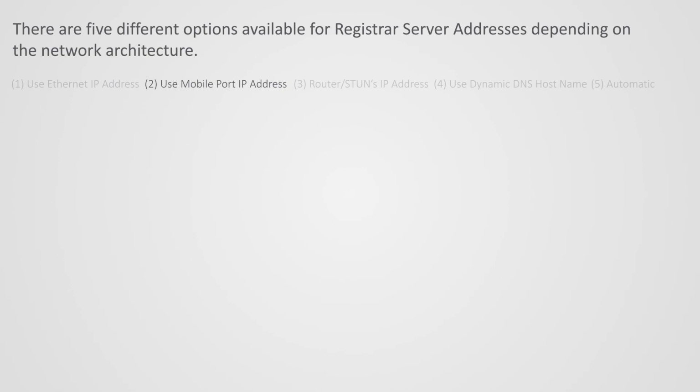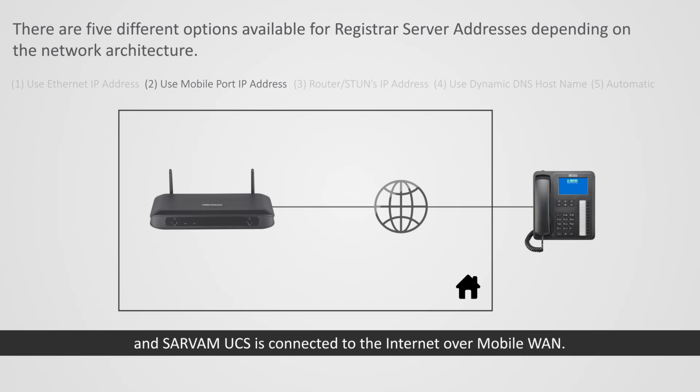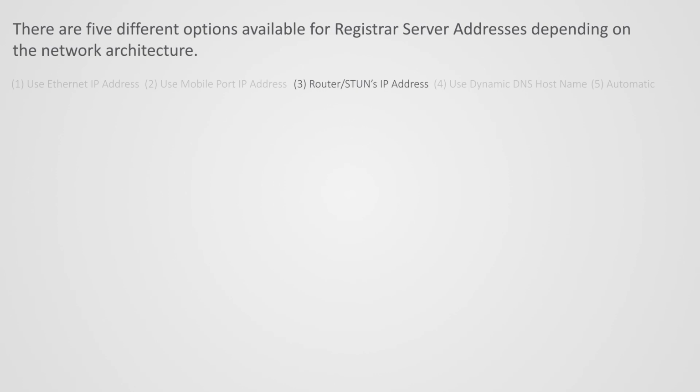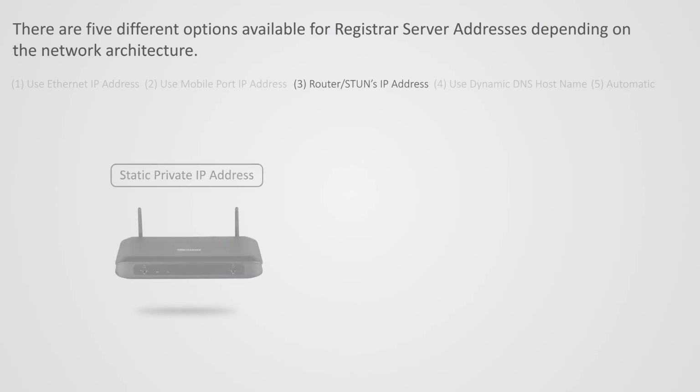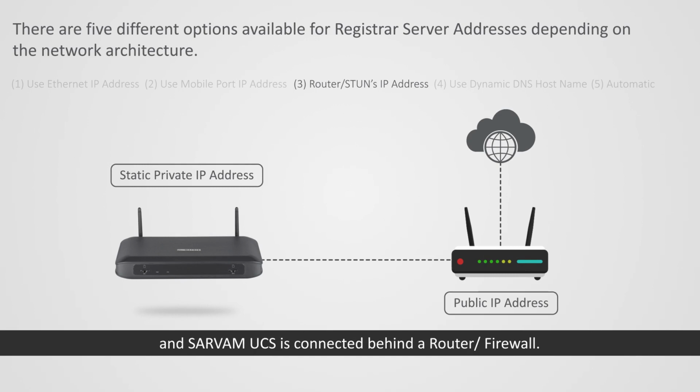Use mobile port IP address. Select this option when SPARSH VP330E and SARVAM UCS are not in the same local network, and SARVAM UCS is connected to the Internet over mobile WAN. Router or STUN IP address. Select this option when SPARSH VP330E and SARVAM UCS are not in the same local network, and SARVAM UCS is connected behind a router or firewall.